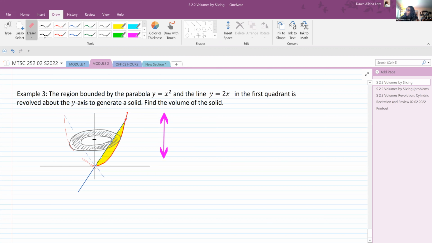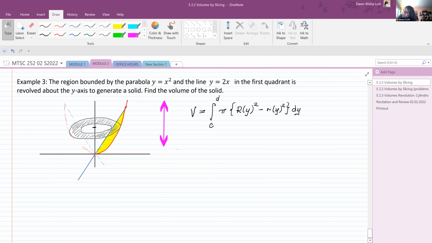Okay. So that means my volume has to be in Y. So now I know that my volume is going to be the integral from C to D of pi times big R of Y squared minus little r of Y squared dy. So what are my limits of integration? Do you set them equal to each other? Set them equal to each other.